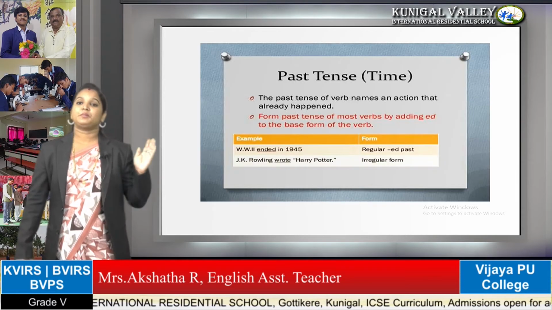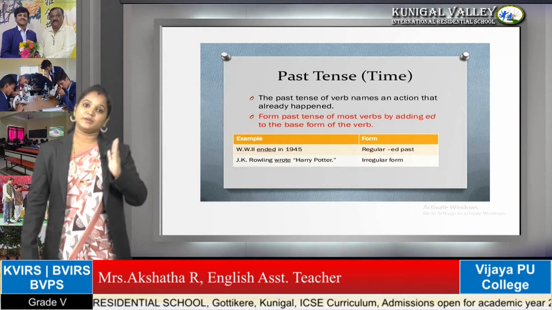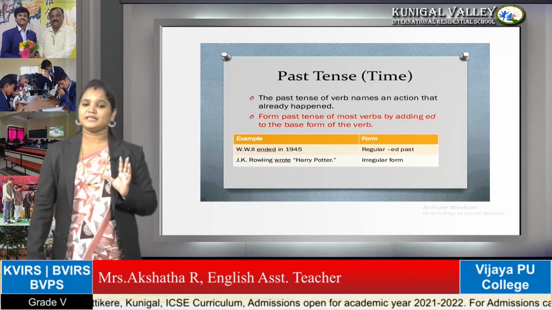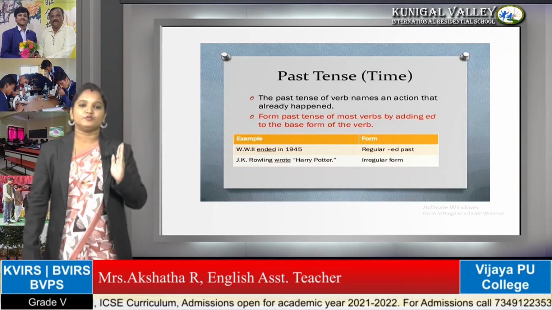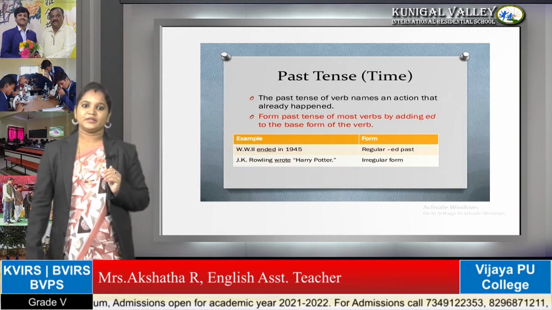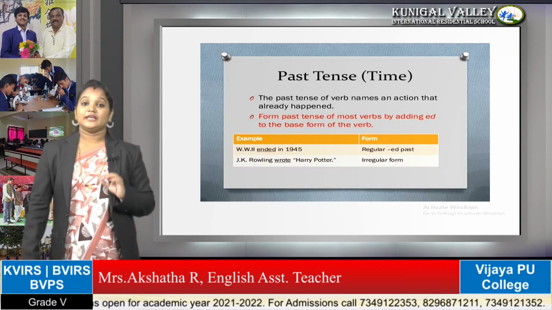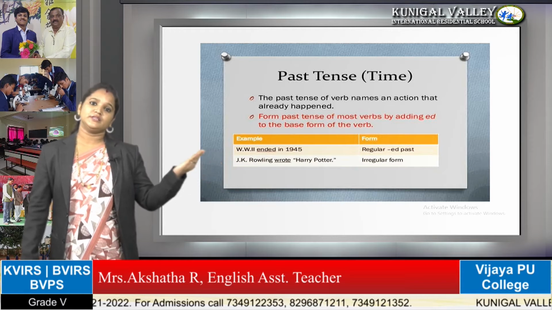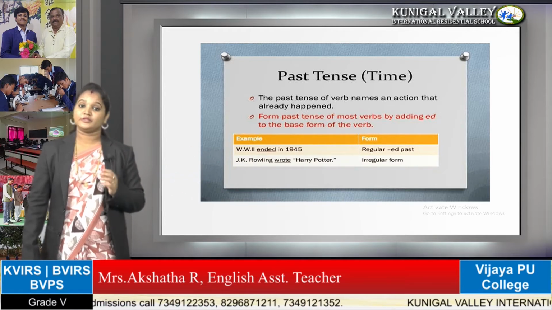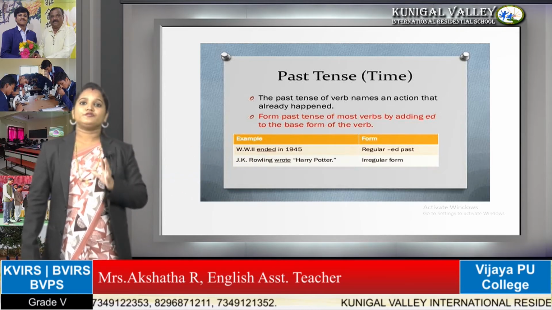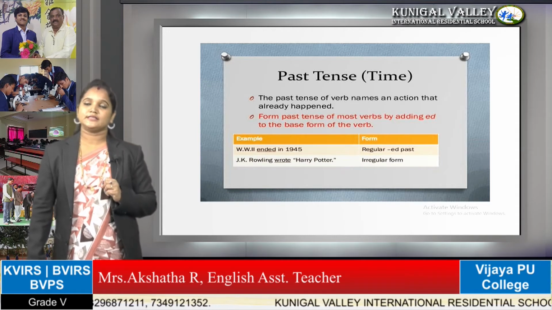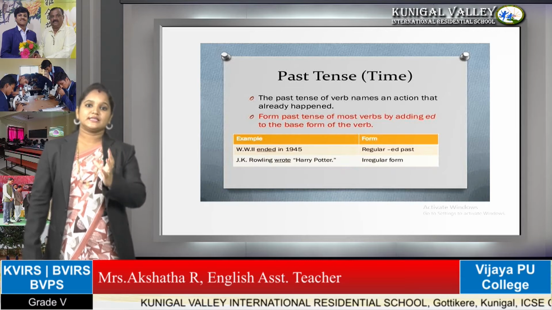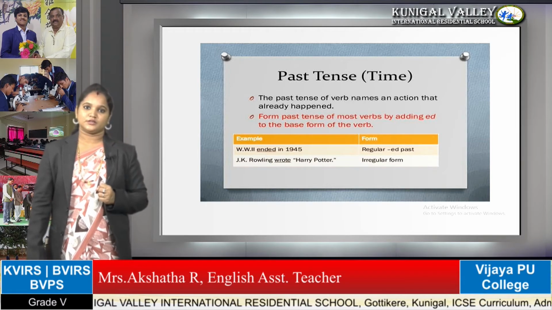The second one is past tense. This is also on the basis of time. We have divided into past tense, present tense and future tense. Past tense, what is that? The past tense of a verb names an action that already happened. If the action has already happened, that belongs to the past tense form of the sentence. So to form the past tense form of a sentence, what do we have to include in the sentence?